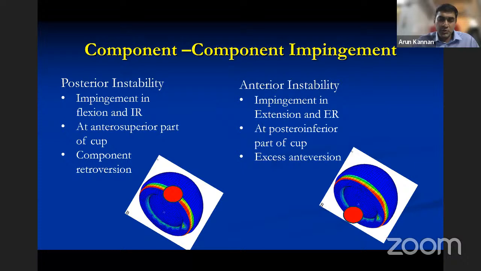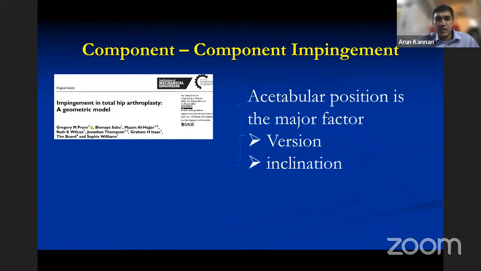So intraoperatively during a THR, if we find that the hip is unstable in either direction, we have to look for impingement at these places. And most of the time it has been studied, and acetabular position has been the major factor in terms of version as well as inclination. So that has been the commonest implicated cause in this kind of impingement.